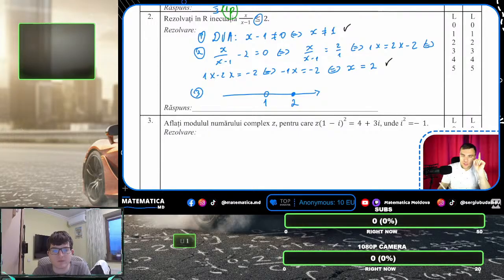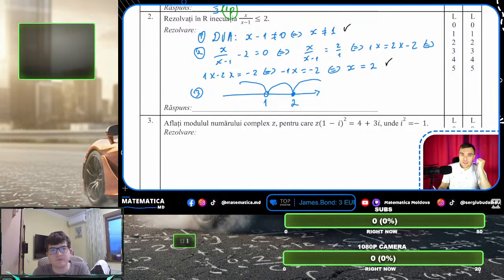Put a 1 right there, 2 right there, with circle color because it's smaller or equal. So basically the 1 from DVA and 2 from the X we've got. So basically from the 2, what is there? X equal to 2.